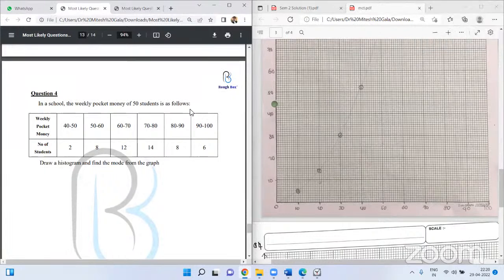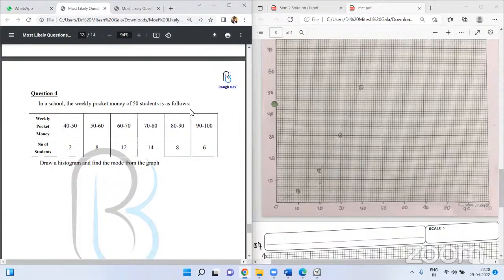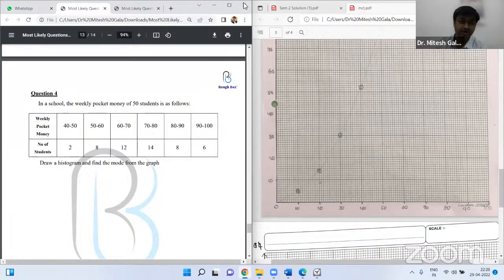Sir, can more than Ogive be asked in the examination? Not in your portion. Sir, is change required in this one? Not in this one. In mode, a question yes, but related, not in median.